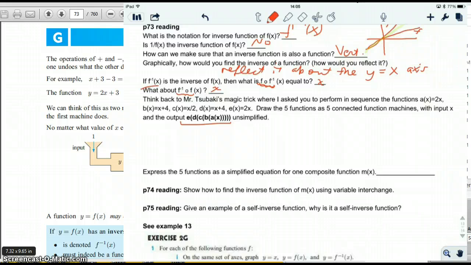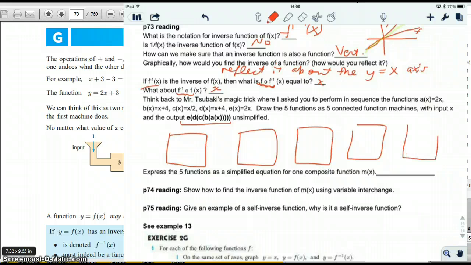Okay. So, a function machine is a little box that has an input and an output, and the box does some kind of math operation. Okay? So remember when I did the magic trick. First thing I did, I asked you to take a number and do 5 operations on it and see what you get at the end.